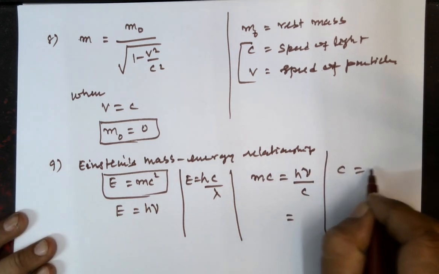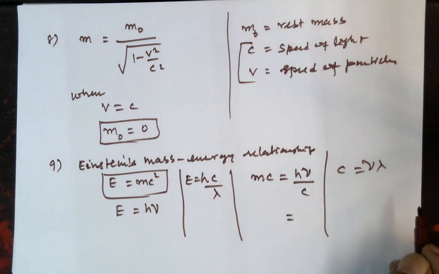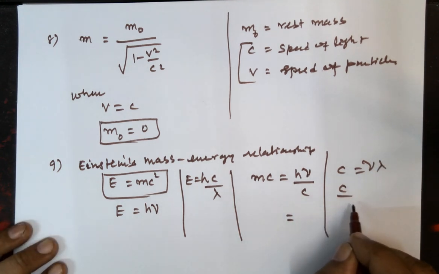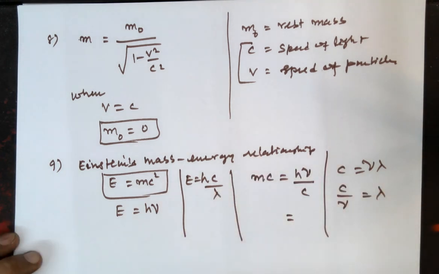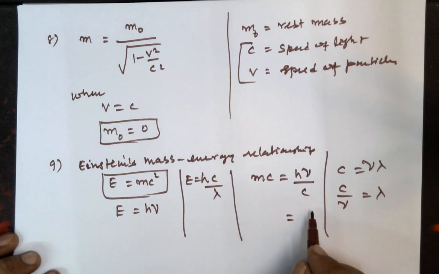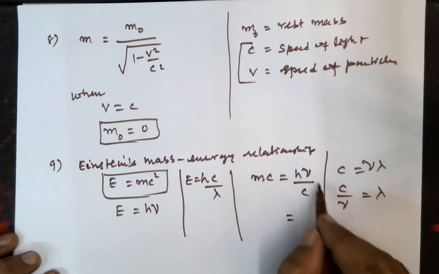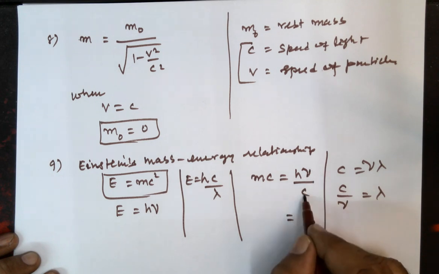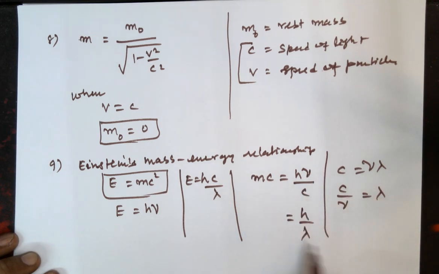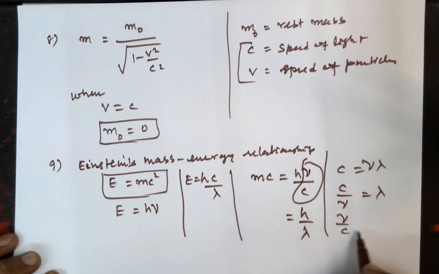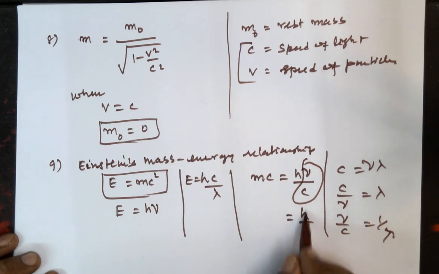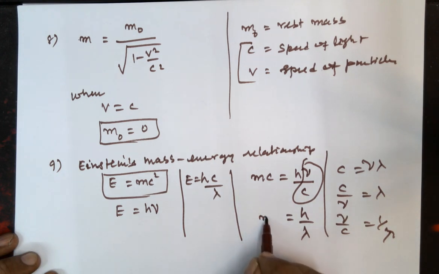Because we already know c is equal to nu lambda, you can note this down. It means c by lambda is equal to nu. So I have substituted it and made it as h nu divided by c. So this becomes h by lambda, since nu by c means 1 by lambda. You can reciprocate this. So nu by c is equal to 1 by lambda. So mc is equal to h by lambda.